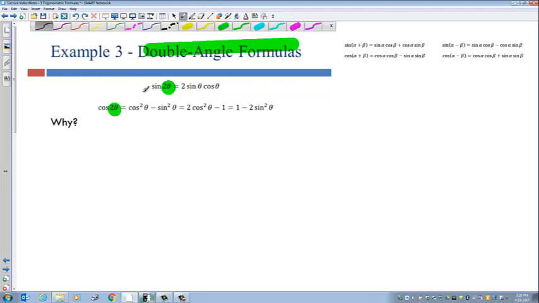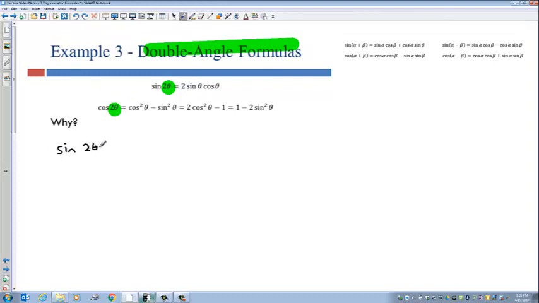So why can you write sine of 2 theta as 2 sine theta cosine theta? Well, remember, what's sine of 2 theta? Sine of 2 theta is just sine of theta plus theta, and we just learned an identity for that. They're up here, these sum and difference formulas. If you look at this identity, if you have alpha and beta and they're the same, you'll have the sine of the angle times the cosine of the same angle plus the cosine of the angle times the sine of the same angle.